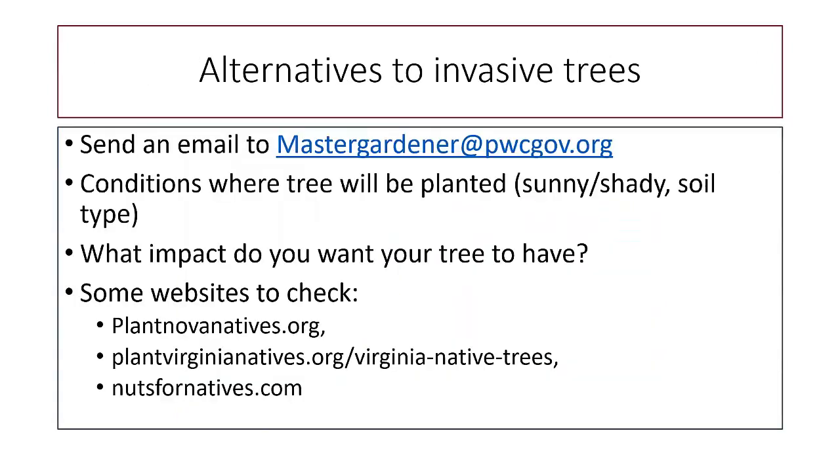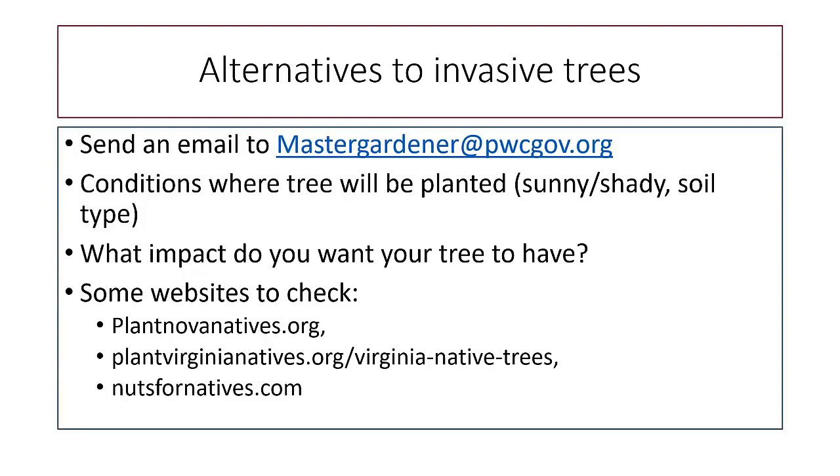Now, there are lots of alternatives to these invasive trees, and I didn't go into a list of them for a very good reason, that a tree is a very personal decision. If you're going to plant a tree, you really need to specify what impact you want your tree to have. If you're looking for fall blossoms, there are some natives like the Virginia fringe tree or our native dogwood or a redbud tree. Those are all smaller understory trees. If you want a larger tree, we have lots of those that we can recommend.